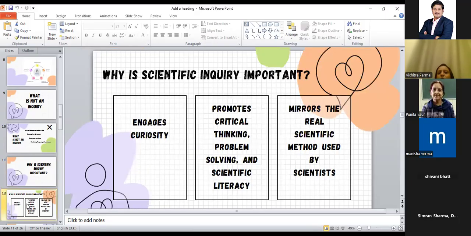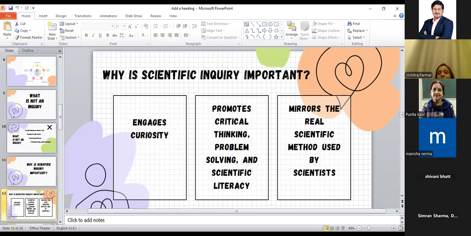Absolutely, Manisha. Thank you. So, why is it important? It is important because it engages their curiosity. Like I mentioned, everybody is curious. Every human being is curious, right? Every animal is curious. If you see, they want to dig and know what is there, right? It promotes critical thinking. When they collect data, when they are analyzing their data, coming up with their theories and relating and researching, they are actually developing their critical thinking skill.